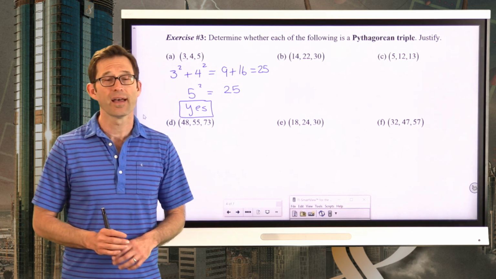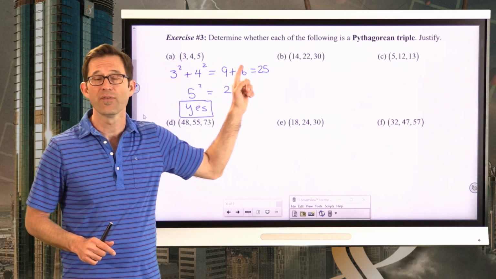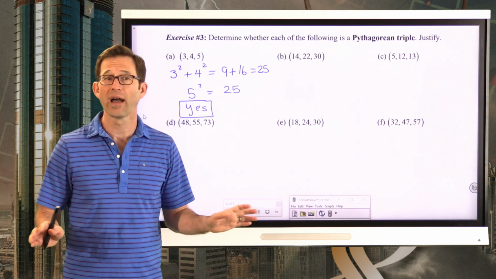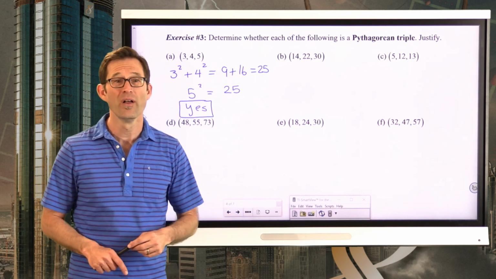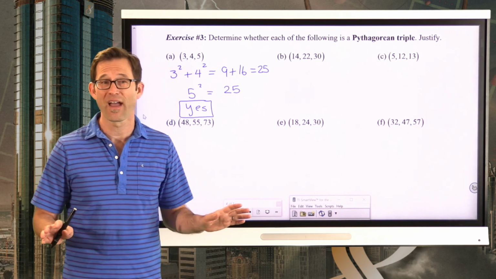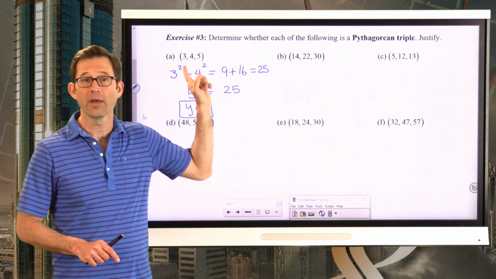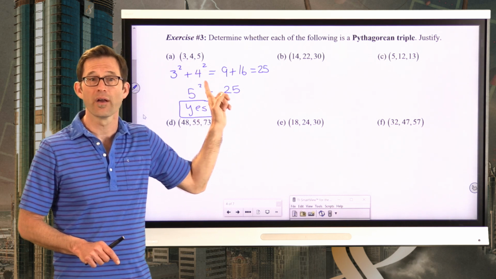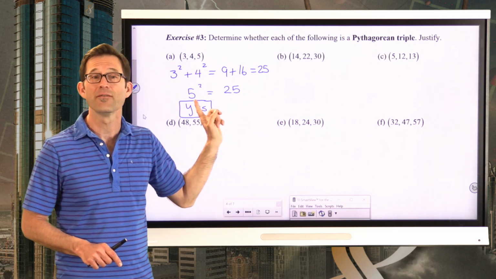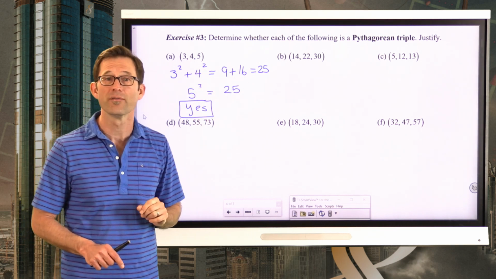All right, and it has nothing to do with them being consecutive integers. Trust me, 4, 5, and 6 is not a Pythagorean triple. 7, 8, 9 is not a Pythagorean triple, right? But 3, 4, 5 is, because when I take 3 and I square it, 4 and I square it, and I add them together, I get the square of the third number, 5.